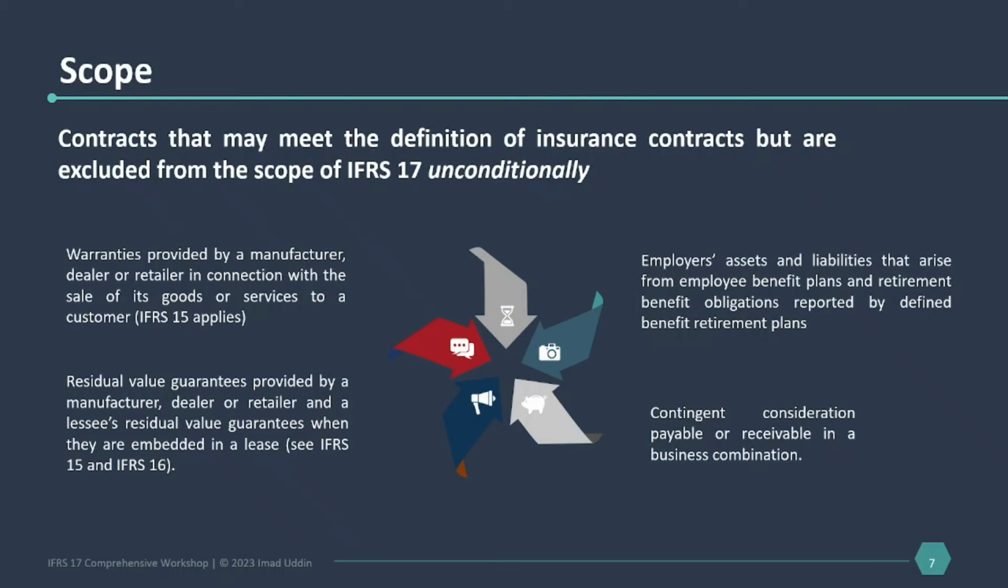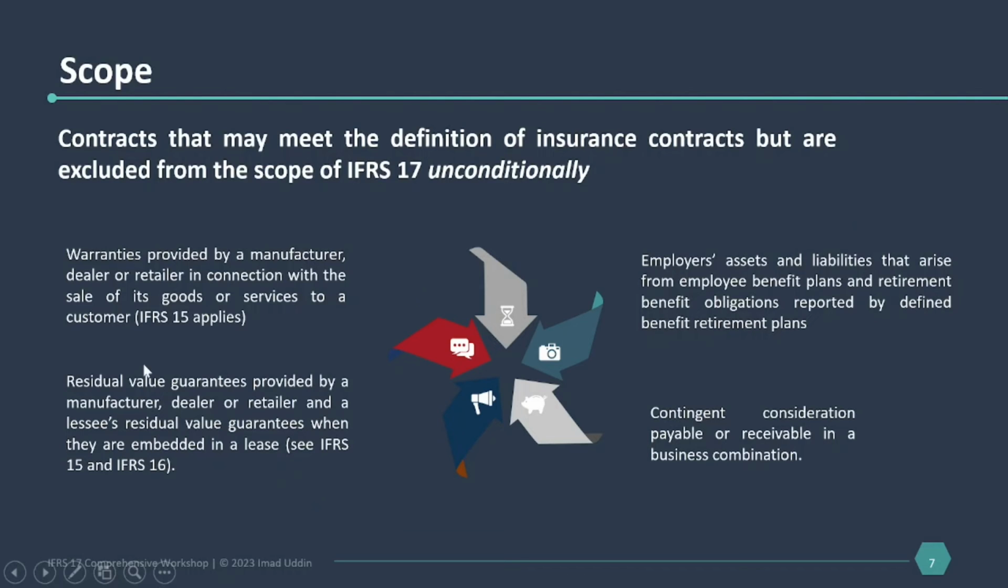Now, there are some contracts that may meet the definition of insurance contract, but are excluded from IFRS 17 unconditionally. For example, warranties provided by a dealer or a retailer. Any warranty provided is really a transfer of risk from the customer to the manufacturer or retailer or the dealer to compensate him for any damage that he might suffer because of that particular purchase. However, these warranties meet the definition of insurance contracts and have been specifically excluded from the scope of IFRS 17.